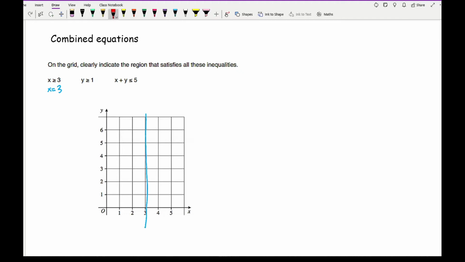For the next equation, I'm going to draw y equals 1. So y equals 1 is a horizontal line through 1. And again, I just need to decide, is it a dashed line or a solid line? In this case, it is a solid line.